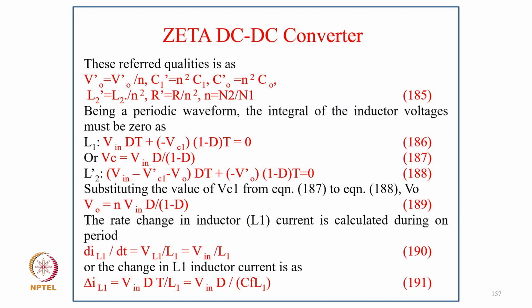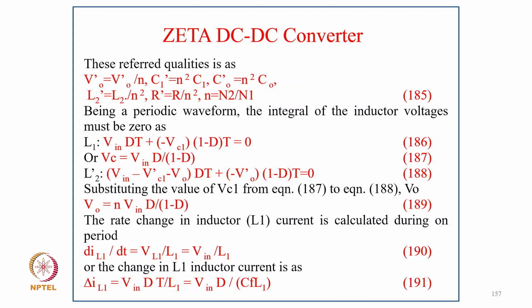So coming to the analysis, the reported quantities are VO dash equal to VO upon N, and C1 dash equal to N square C1, CO dash equal to N square CO, L2 dash equal to L2 upon N square, R dash equal to R upon N square, N equal to N2 upon N1. So being a periodic waveform, the integral of inductor voltage must be 0. So voltage across L1 is Vin dt plus minus VC1 into (1 minus D) T equal to 0, or VC1 equal to Vin D upon 1 minus D, and for L2, (Vin minus VC1 dash minus VO) dt plus minus VO dash (1 minus D) T equal to 0. Substituting the value of this, VO equal to N Vin D upon 1 minus D.